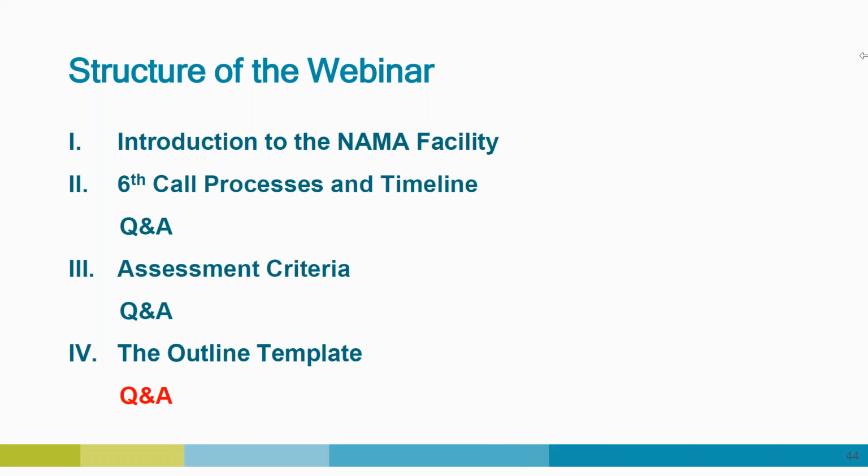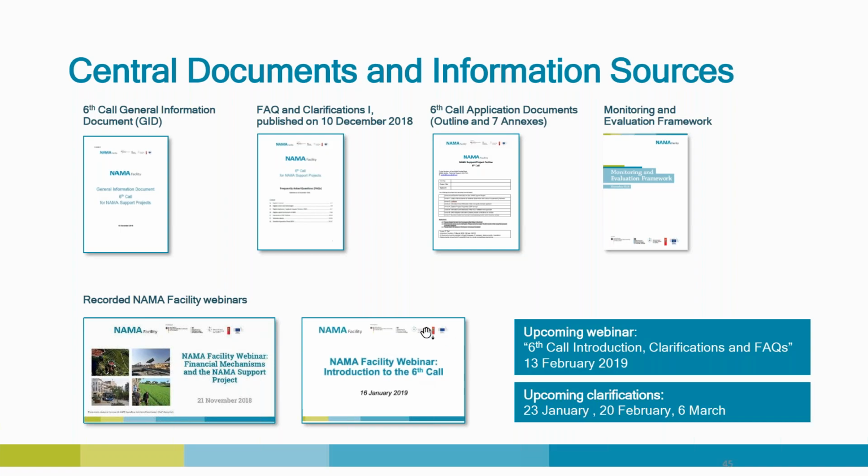So before concluding, let me just remind you of the central sources of information relevant for the sixth call. Aside from the already mentioned sixth call general information document, or GID as we call it, there are of course the application documents, which is a zip folder on our website. And please take note that there is also an FAQ and clarification notes document published. The first round has already been published on the 10th of December, and it will be published at a monthly interval. The next upcoming one is published on the 23rd of January, so pretty much after 1 week.